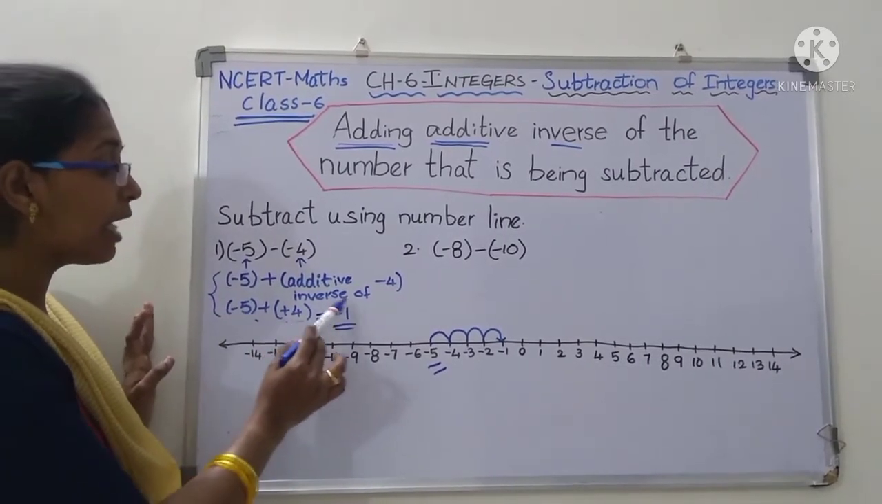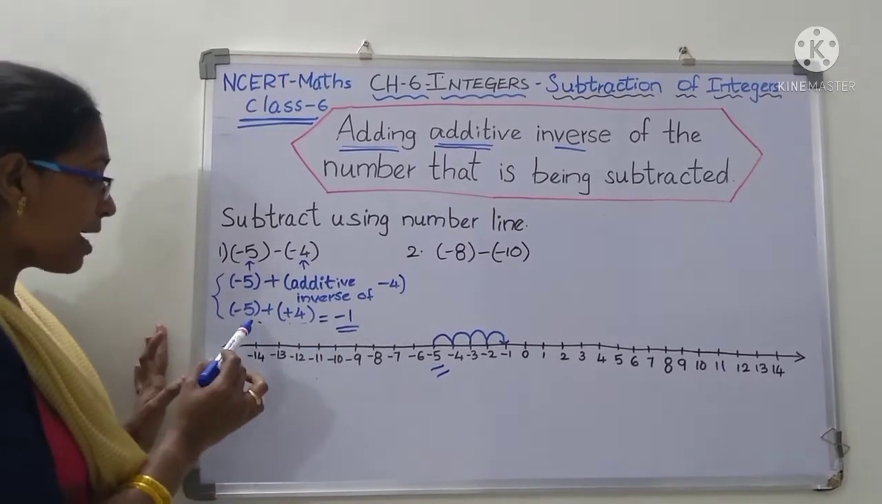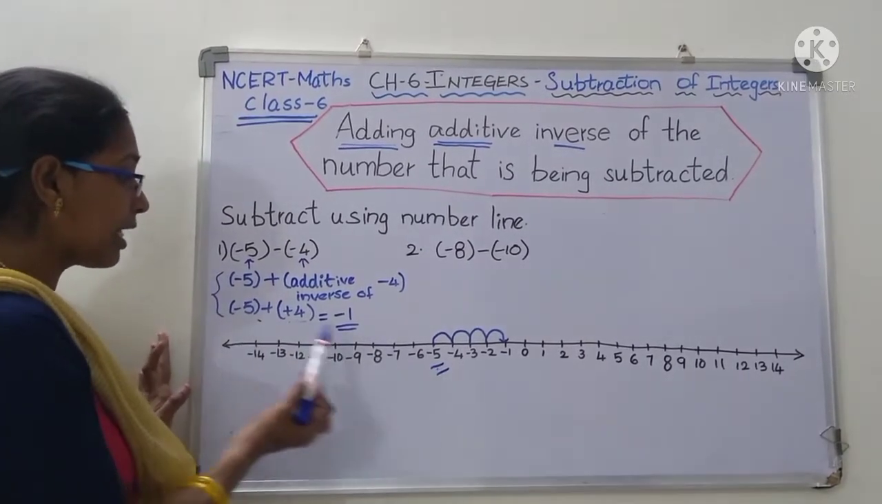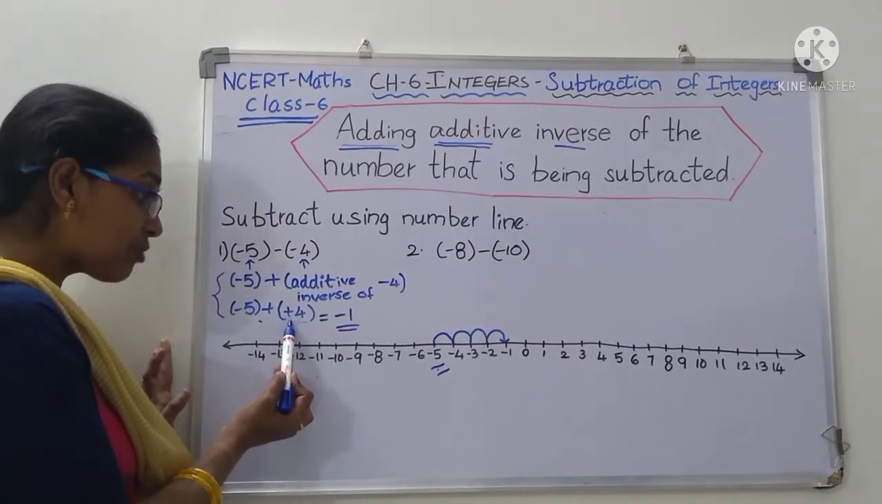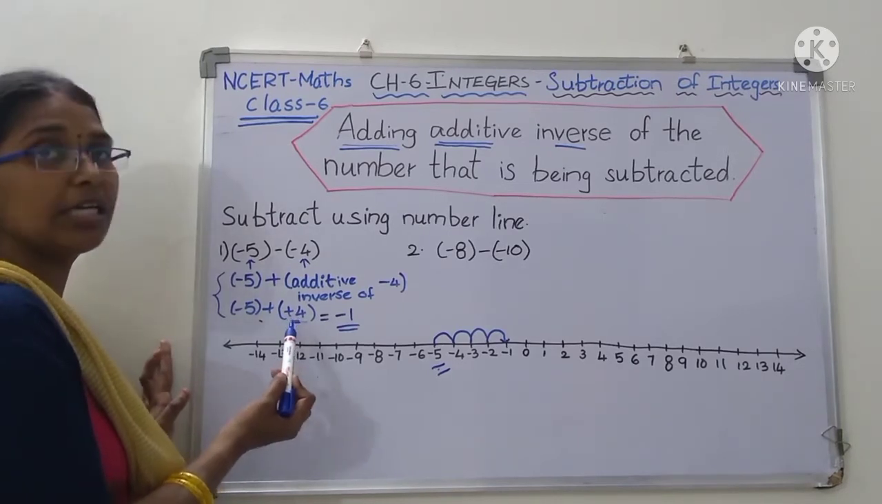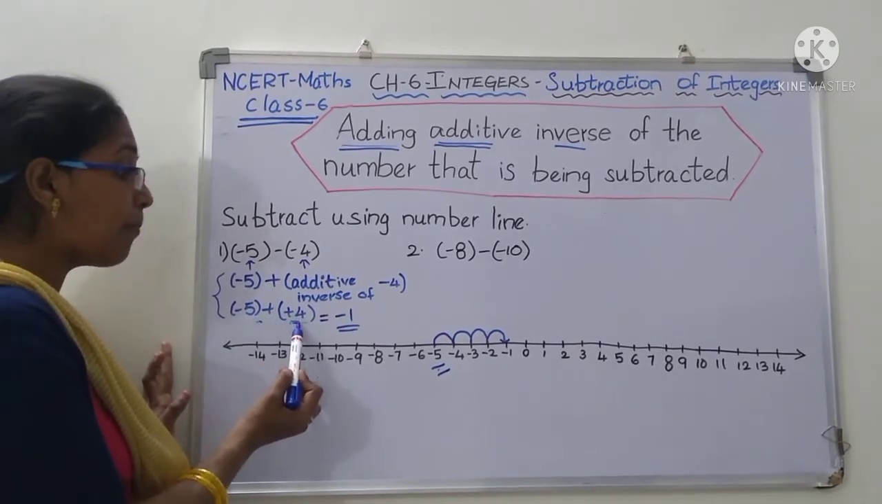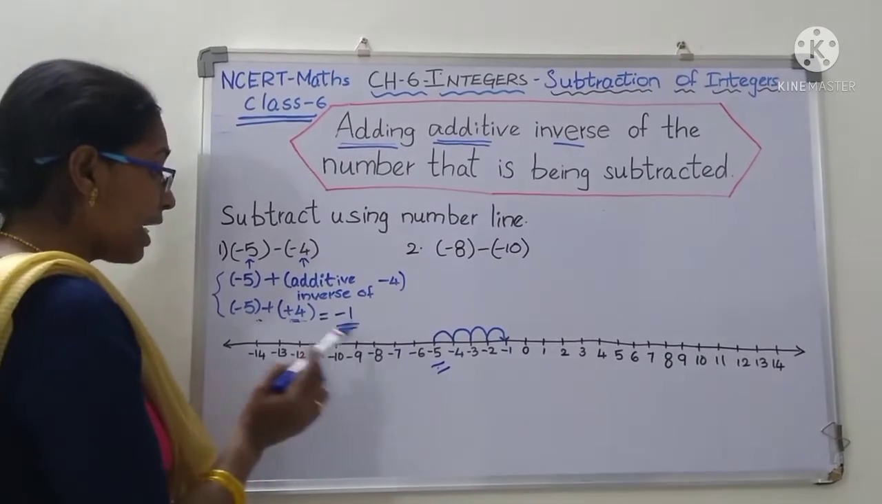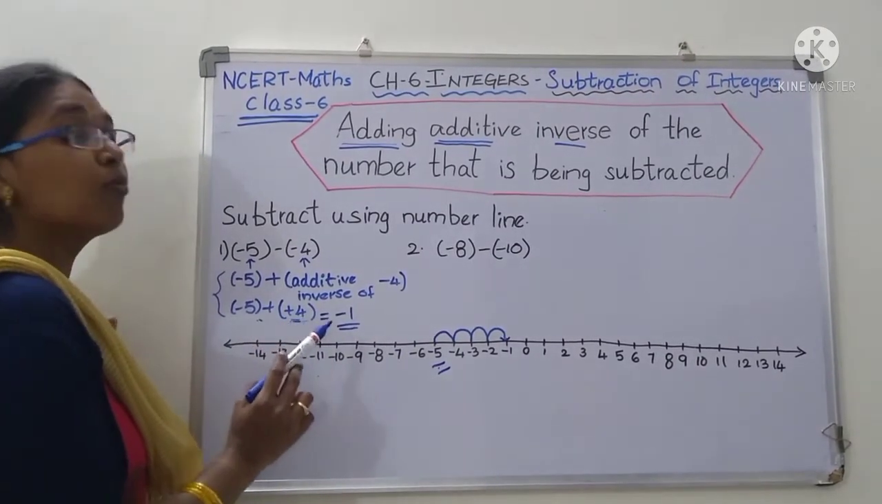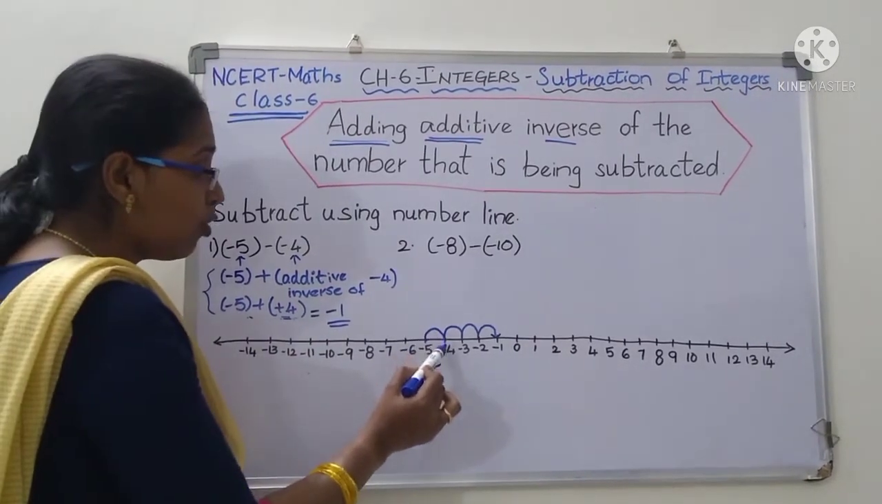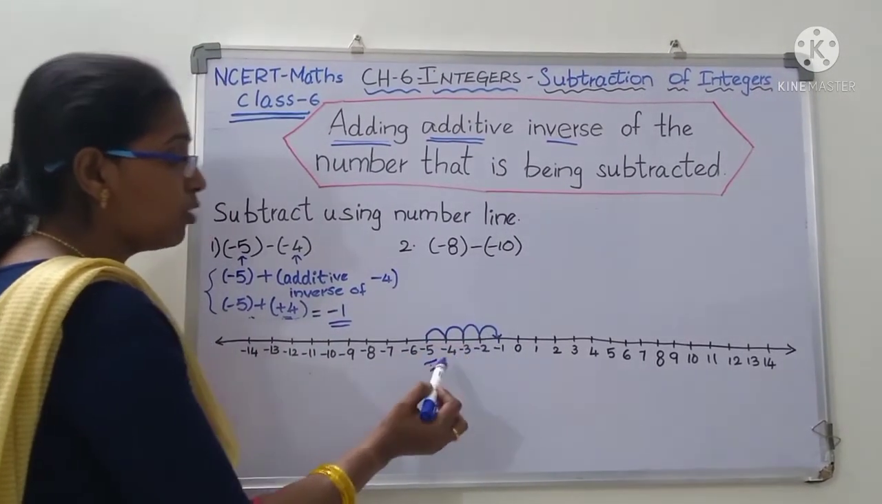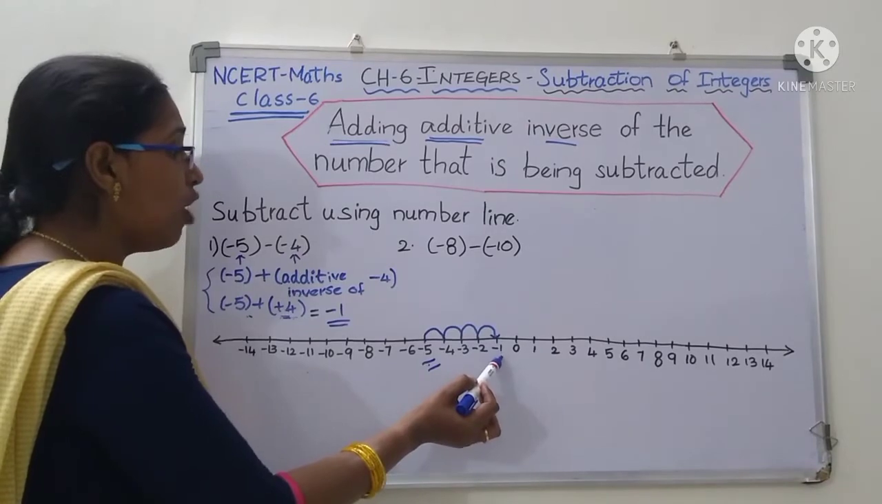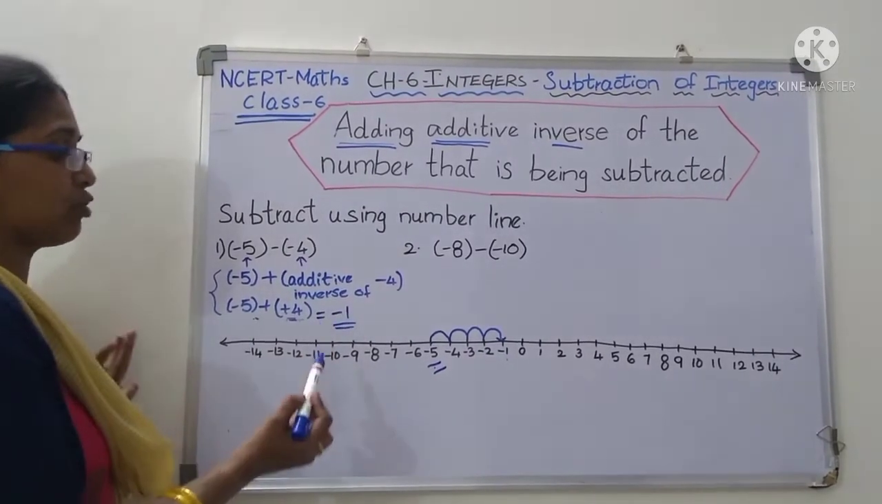Now, use a number line to find the result. Minus 5, locate it on the number line. Then, what are you adding? Plus 4. You are adding a positive number here. For minus 5, you are adding a positive number. When you are adding a positive number, yes, you move right side. Here we are adding 4, so you move 4 steps right side. 1, 2, 3, 4. 4 steps you move right side. Then you got minus 1. The result is minus 1.